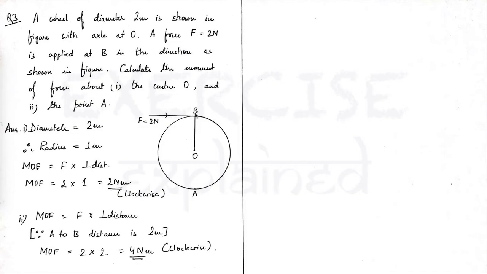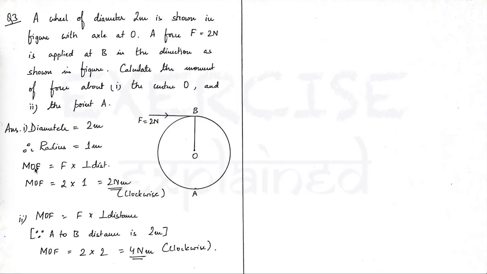So the diameter was given to be 2 meters. So radius will be half of diameter, that is 2 by 2, that is 1 meter. So for the first part, we need to find the moment about the center O. So we'll be taking this force and this distance. So this distance is nothing but the radius.